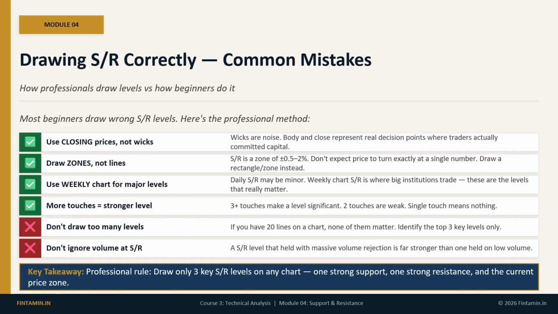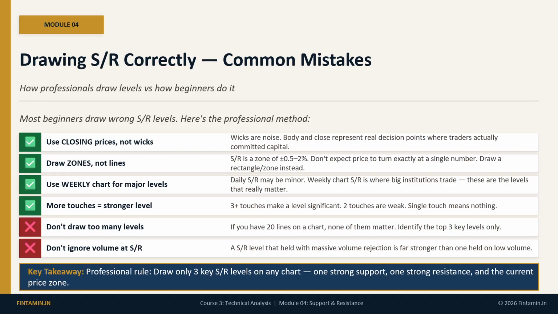Drawing support and resistance correctly. Most beginners draw support and resistance levels incorrectly. Here is the professional approach. Use closing prices as your anchor, not wicks. Wicks are noise. The body and close represent where real money was committed. Draw zones, not lines. Support and resistance are not precise to the decimal. Draw a rectangle that represents a zone of 0.5 to 2% around the key levels. Price rarely turns at an exact number.